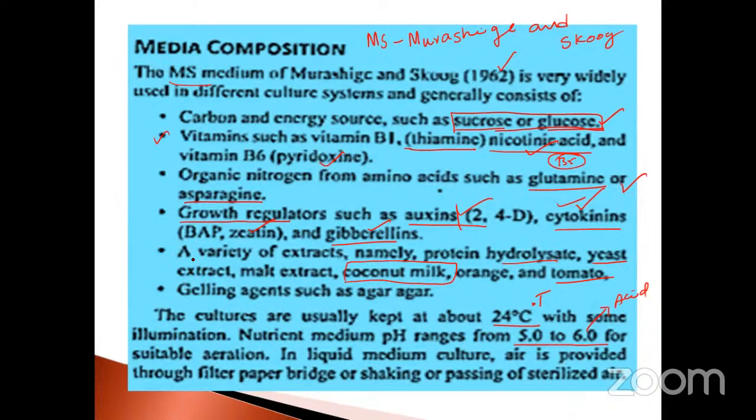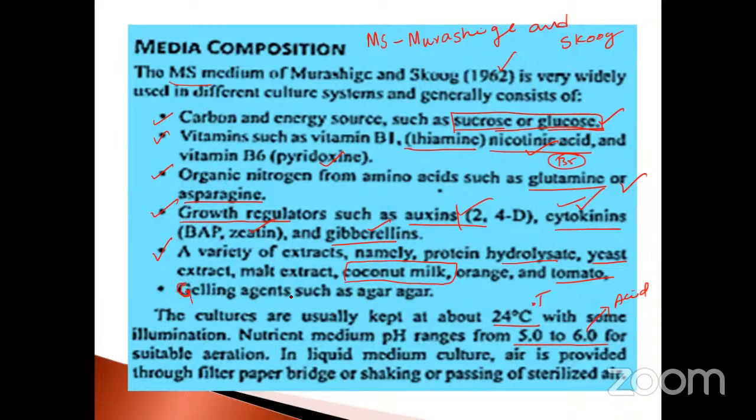Okay. So these are the components mostly present in the MS medium, otherwise called Murashige and Skoog medium: carbon source, vitamins, organic nitrogen, growth regulators, and extracts are also very, very important. The last one is called the gelling agent. Otherwise called the gelling agent, simply called the gelling agent.